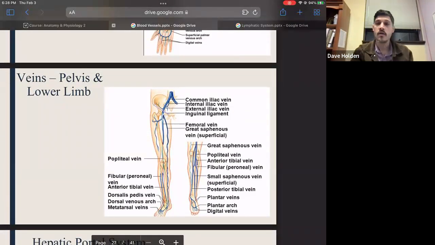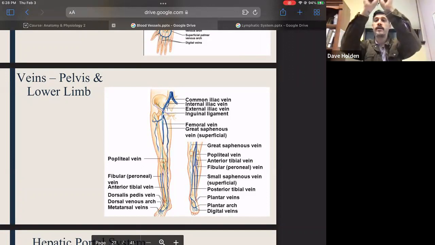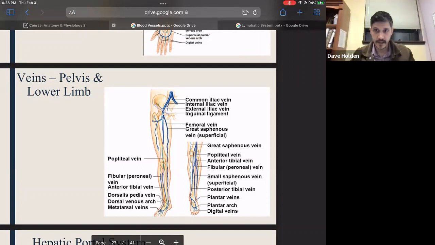Lower limb. So we've seen all the arteries bringing blood down to the legs. Now we look at the veins carrying blood up the legs. And what do we see? Oh, the same naming scheme as before. Yep. Tibial vein, femoral vein, iliac vein, and then finally the common iliac vein, where both of those rejoin.